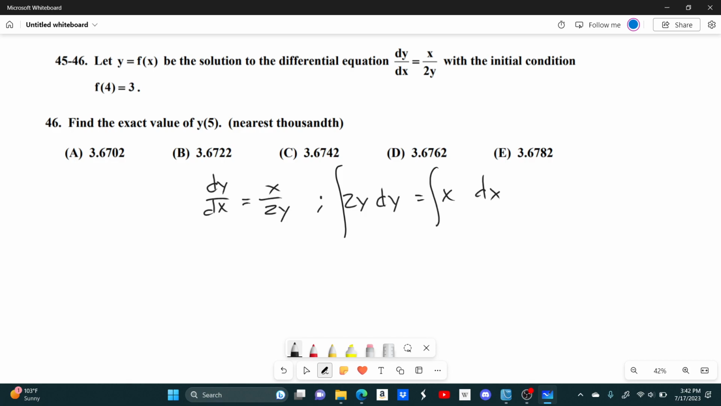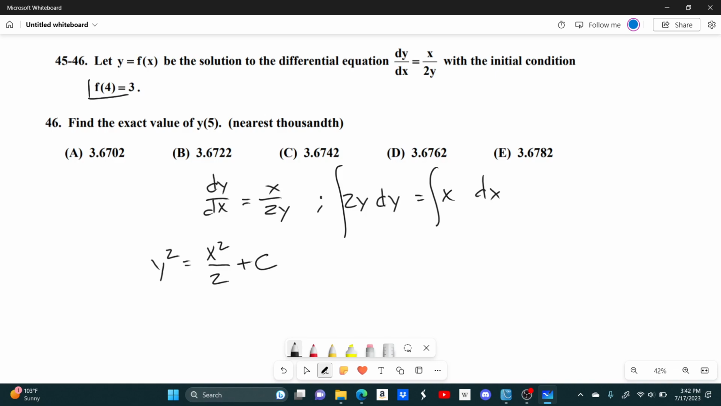So on the left, the integral of 2y with respect to y is just y squared. And the integral of x with respect to x is just x squared divided by 2, right? Inverse power rule. I increase the exponent by 1, and then I divide by it. So y squared equals x squared over 2, but then I can't forget to add this plus c. So this is the general formula for my differential equation.